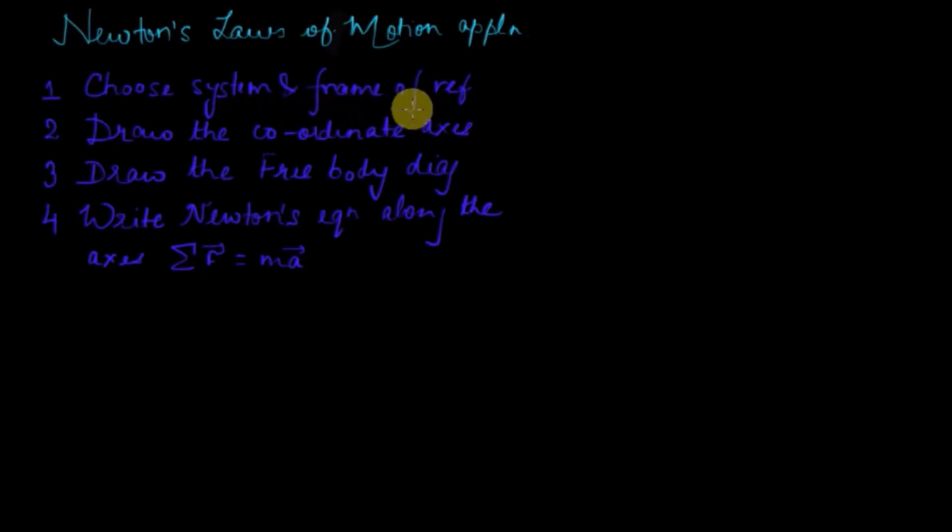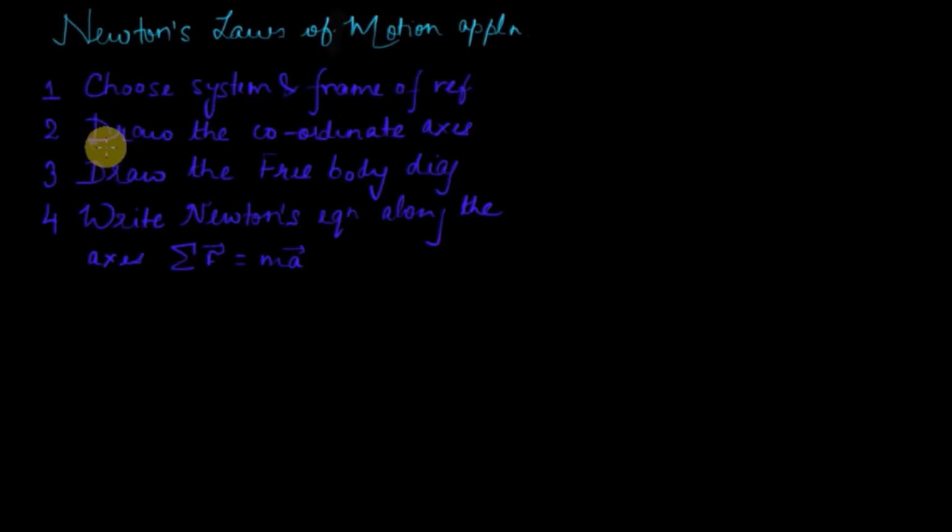So this also we have discussed before. What is the frame of reference? Frame of reference is any place from which we make an observation. Depending on the frame of reference, the forces which you consider on the system will change. As we saw in the last lecture, there are two frames of reference, inertial and non-inertial. So the first step is choosing the system and the frame of reference.